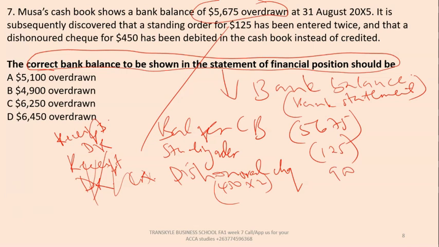This $900 is the effect of the dishonoured check, and it has to be deducted from the balance. So this is now going to be our bank statement balance, which we calculate using our calculator. That's negative 5,675 plus 125 minus 900.